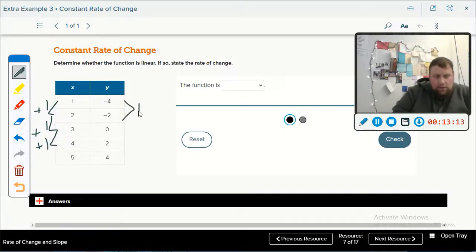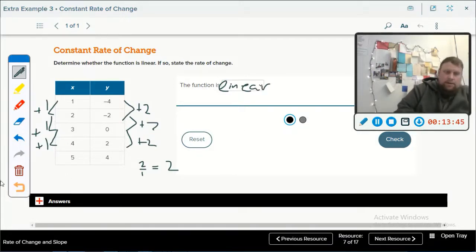Over here, let's look. Negative 4 to negative 2 is plus 2. Negative 2 is plus 2. Negative 2 to 0 is plus 2. 0 to 2 is plus 2. Which means it's absolutely linear because it's a constant rate of change. It's going up 2 in the y for every 1 in the x, which is just 2 over 1, or a rate of change of 2. And is the function linear? Absolutely, the function is linear. Boom. Awesome.